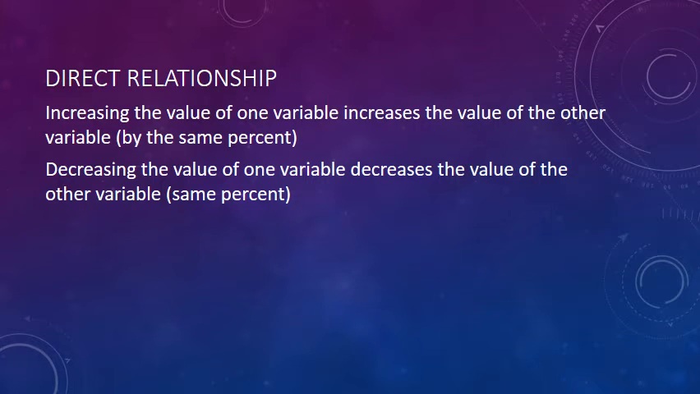So there are two relationships that we'll cover in this class this year. The first is called a direct relationship, and this is when increasing the value of one variable increases the value of another variable by the same percent. Likewise, decreasing the value of one variable decreases the value of the other variable by the same percent.